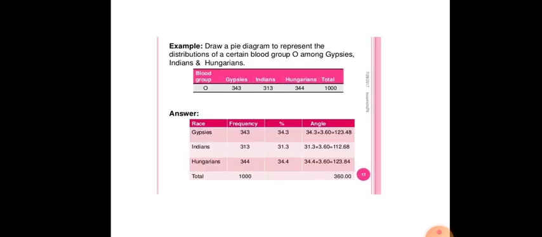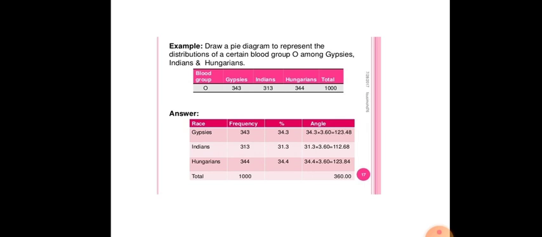Now let's see one example. Draw a pie diagram to represent the distribution of a certain blood group, O, among Gypsies, Indians and Hungarians. These are the three countries, and the data for the O blood group is given. So blood group O: Gypsies 343, Indians 313, Hungarians 344. The total is 1000. Now this total data we have to convert into percentages for the Gypsies, Indians and Hungarians.